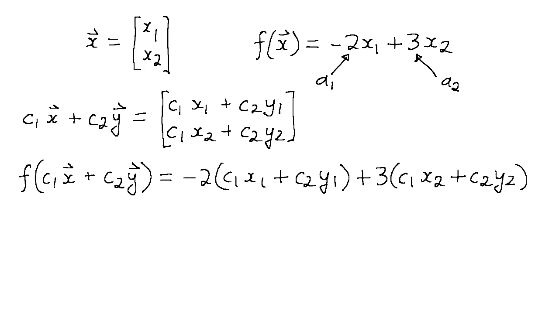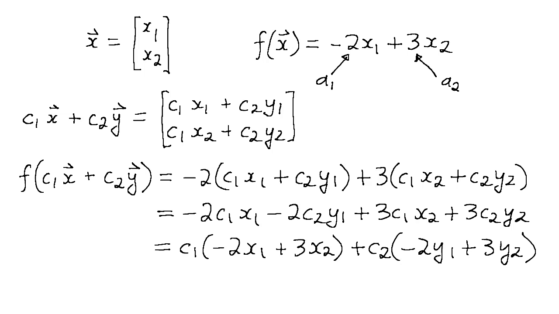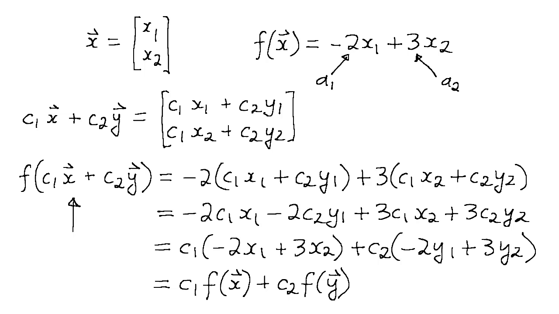Next, distributing negative 2 and 3 respectively over the terms you see in brackets gives us this, which simplifies to this, and ultimately to this. Basically, we see that the function preserves linear combinations because applying it to any such combination, like we did here, is the same as taking the linear combination of the function applied to x and y individually, as shown here. Importantly, nonlinear functions do not preserve linear combinations of their arguments.